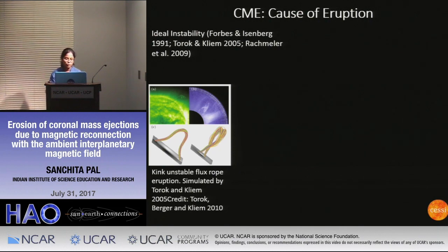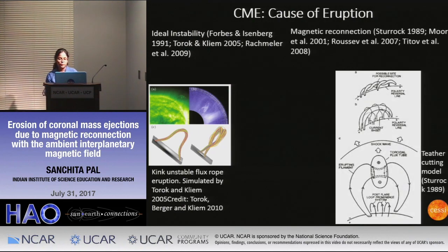Here I have shown one UV image, which shows the twisted structure of the flux rope, and this is a coronagraph image by MLSO, which again shows the entangled structure of the flux rope, and this is a twisted flux rope simulated by Torok and Kliem in a 2010 paper. And another reason might be magnetic reconnection.